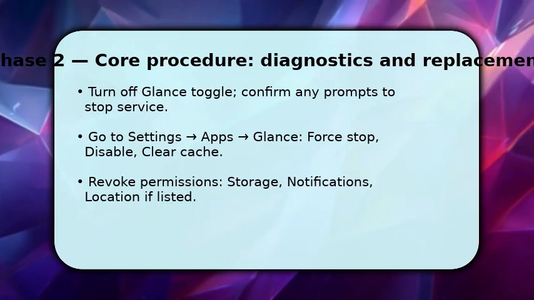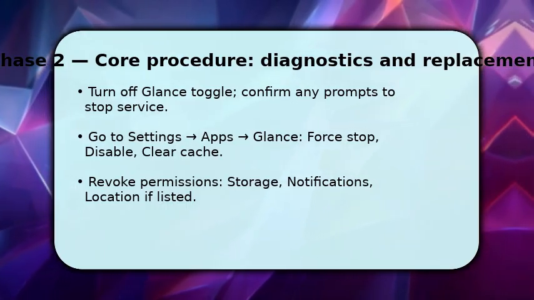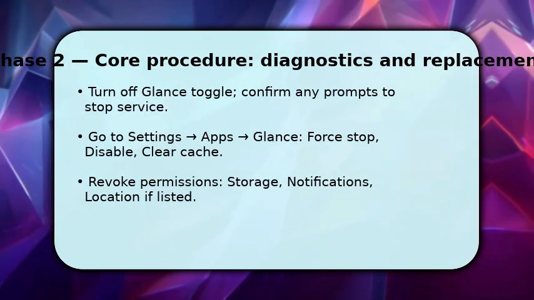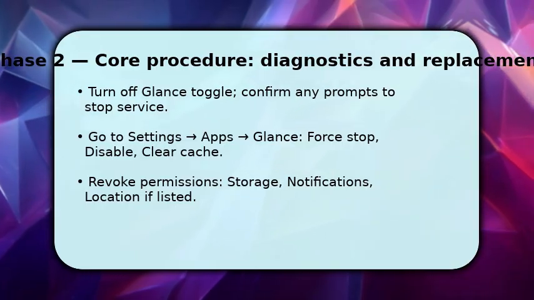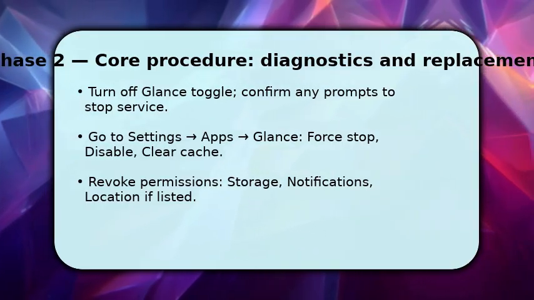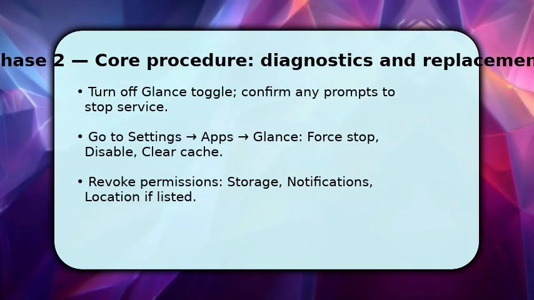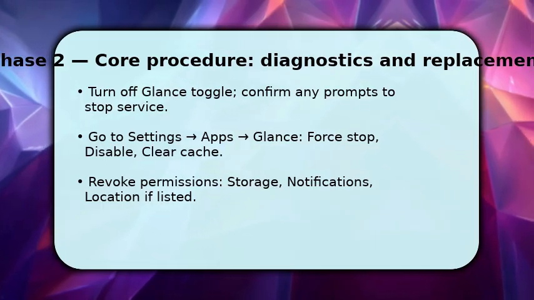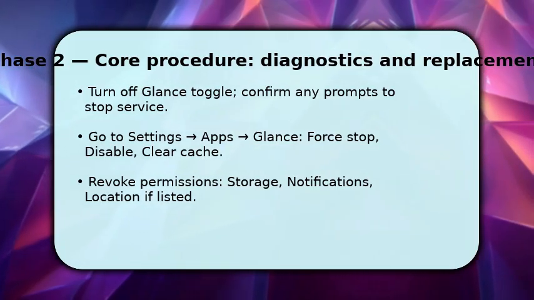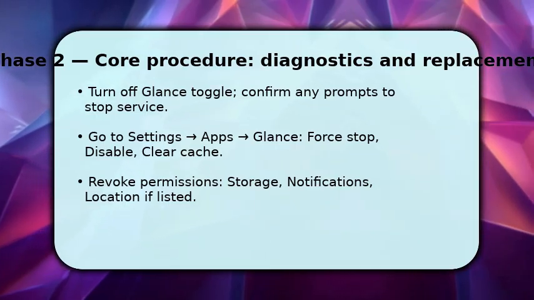Next, go to Settings, then Apps, find Glance or Glance for Samsung, then Force Stop, Disable, and Clear Cache to prevent restart. Once done, open Permissions and revoke storage, location, and notification access. These things let Glance update images, so removing them prevents future activity.